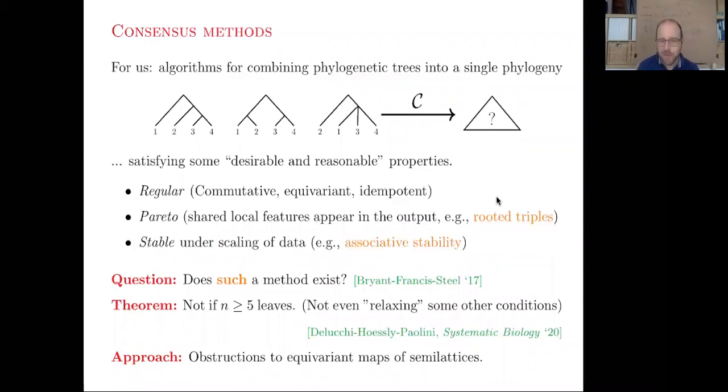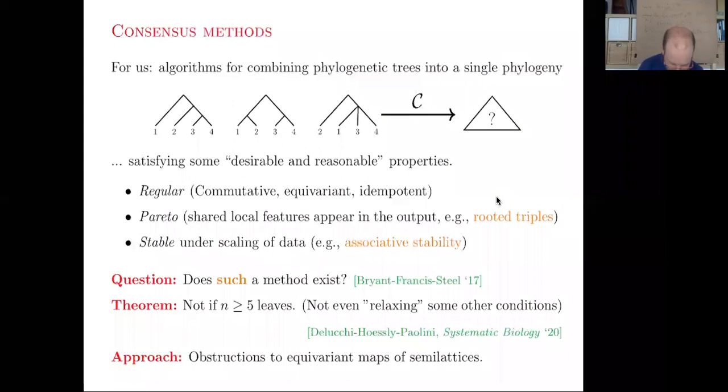We proved that this is not the case. Such an algorithm does not exist if I allow for trees that are big enough. If I have more than 5 leaves, these algorithms do not exist, not even if I relax some conditions. You can look in the paper we have in Systematic Biology in 2020.